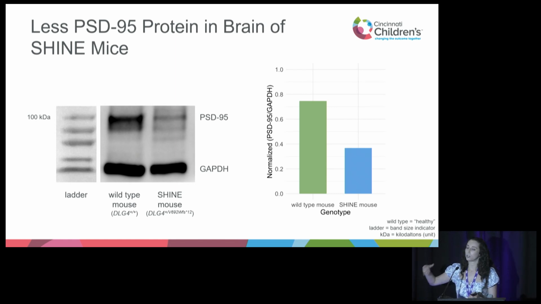So this gives us something to normalize to, right? We have a protein that we know is ubiquitously expressed in all of these conditions. And we can use that as a reference to make sure that the comparisons we're making are real comparisons. And that's what we have quantified here. So we can see that the wild-type normalized amount of PSD95 is much higher than what we see in the SHINE mouse, similar to what we see in the patient.